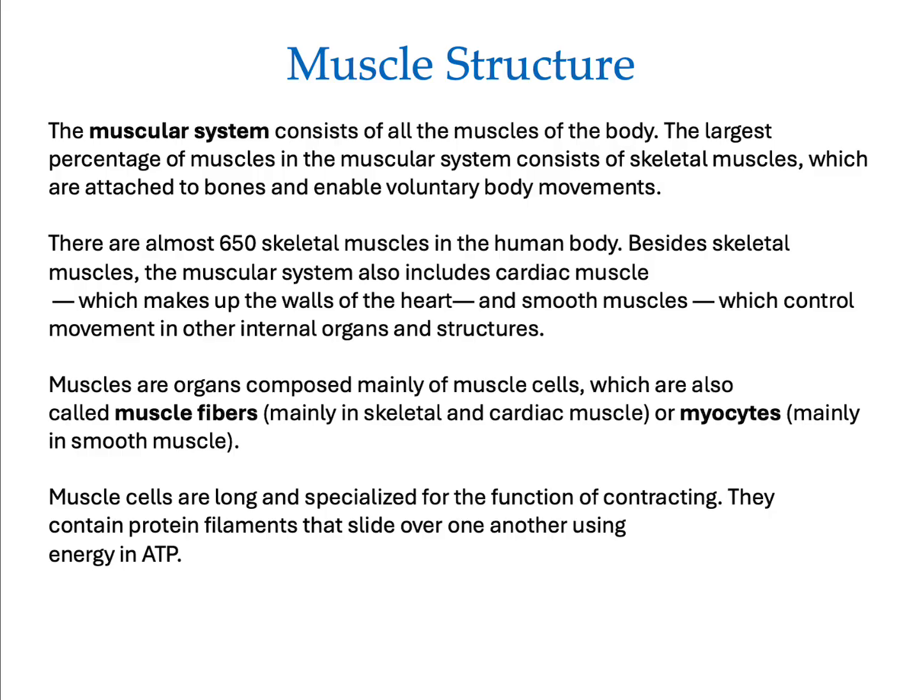Muscles are organs composed mainly of muscle cells, which are also called muscle fibers in skeletal and cardiac muscle, and myocytes, mainly in smooth muscle. Muscle cells are long and specialized for the function of contracting. They contain protein filaments that slide over one another using the energy in ATP.